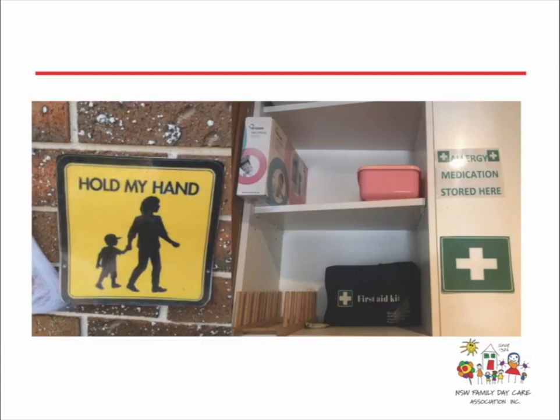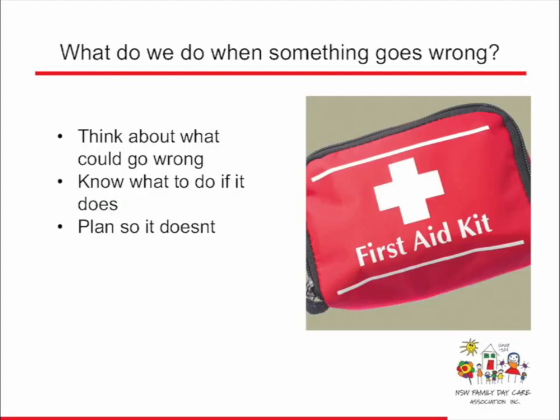Here we can see a hold my hand sign, which is often seen in entrances, reminding parents to hold their child's hand when vehicles are about. There's also a good example of how to store and clearly label first aid and medication. The best way to be prepared is think about what could go wrong, know what to do if it does, and plan so it doesn't.